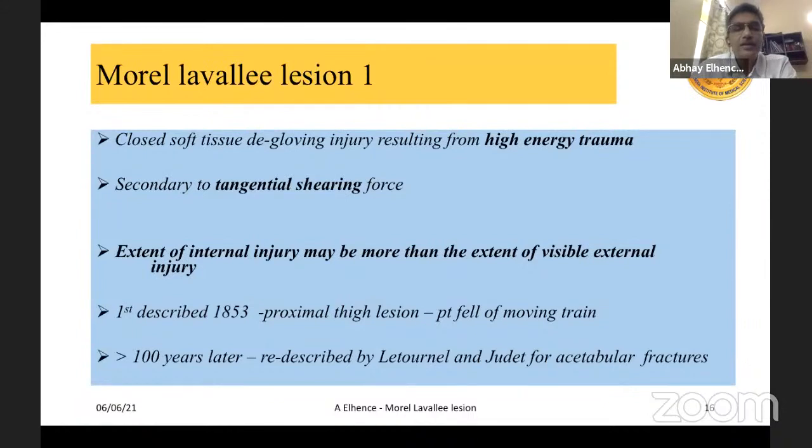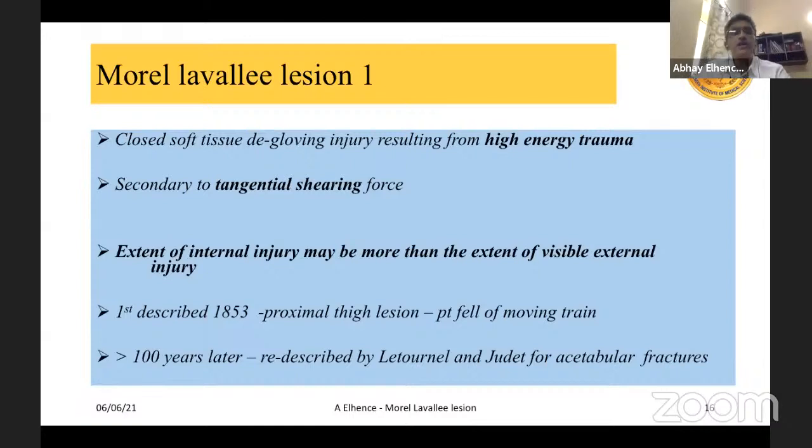So never, never disregard the severity of a Morel-Lavallée lesion. It is a lesion which has to be correctly assessed. It is a lesion which has to be correctly evaluated. And it is a lesion which, if not put into the correct perspective of treatment, will cause a problem and will not allow us to give a satisfactory result to our patient.